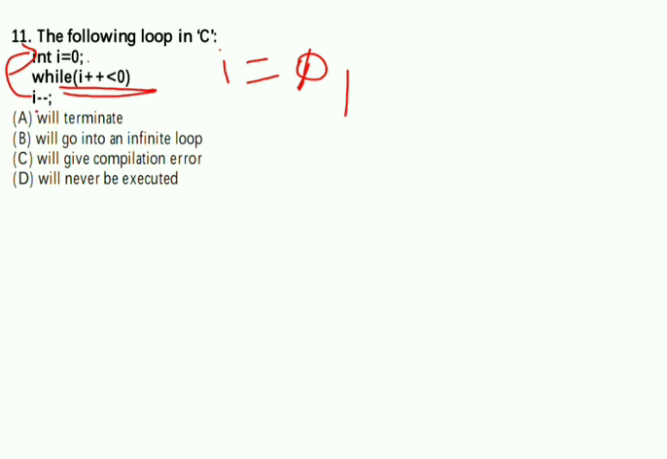So this will go into an infinite loop. The value keeps changing from 0 to 1, then 1 to 0, 0 to 1, and again 1 to 0. So this is an infinite loop. So option B is the correct one.